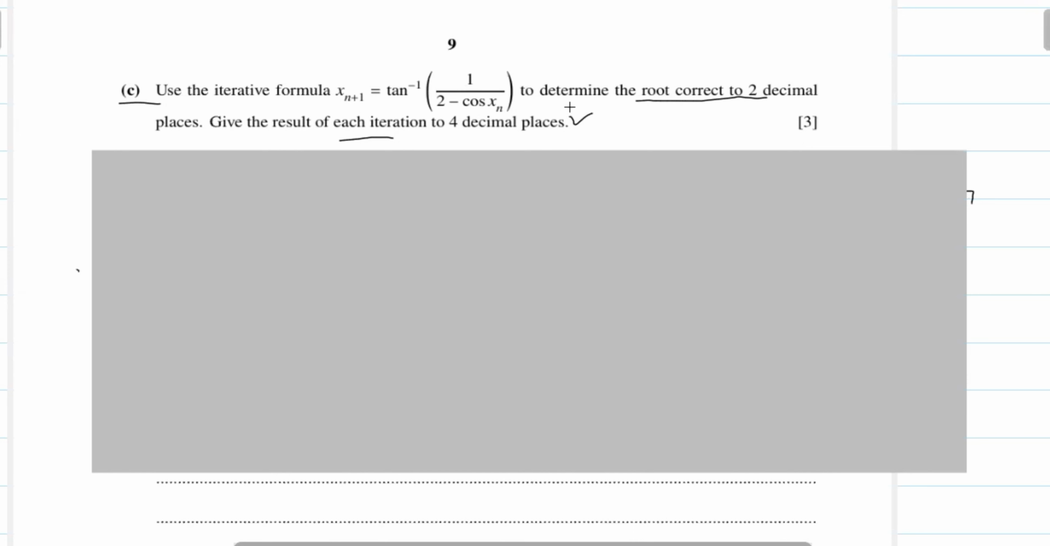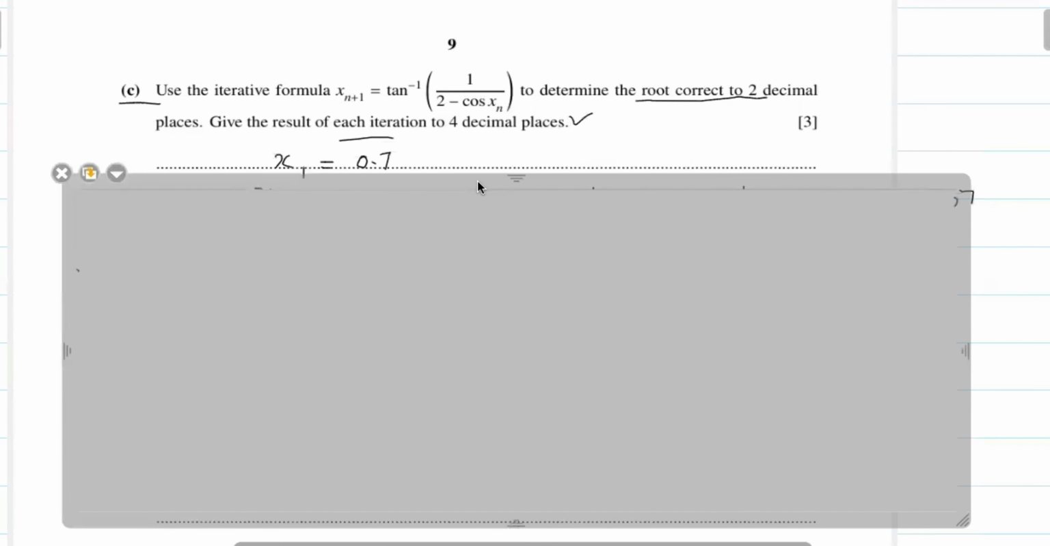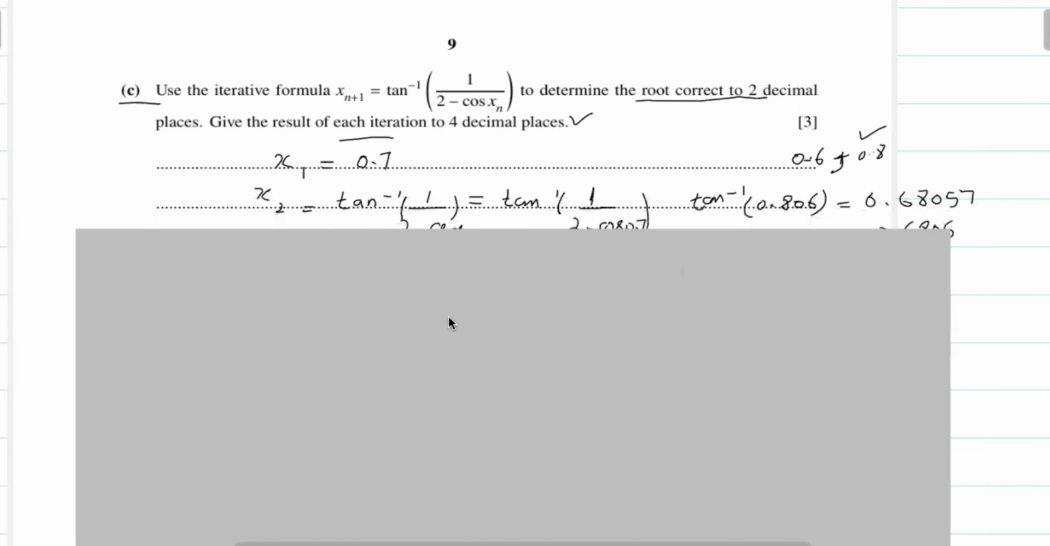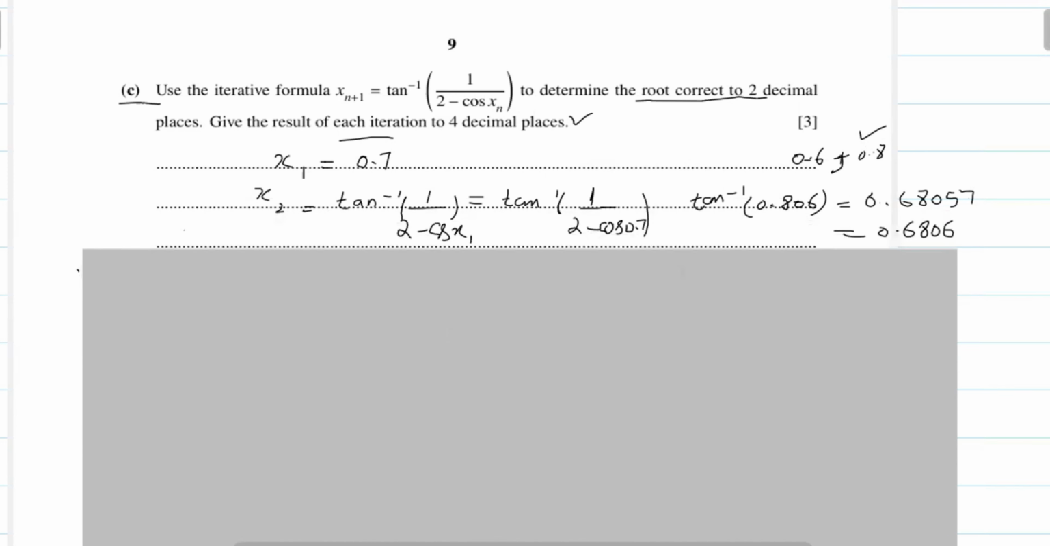Firstly, we suppose the starting value for the iterative formula is x1 equal to 0.7, because the root lies between 0.6 and 0.8. We will take the root value in between 0.6 and 0.8. We suppose that x1 is 0.7. This is the average of these two values. Next, we will put the value x1 in this equation.